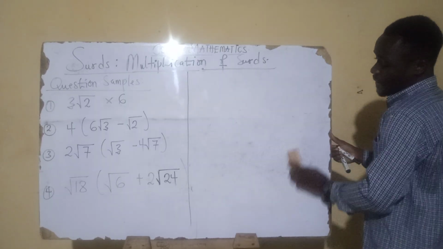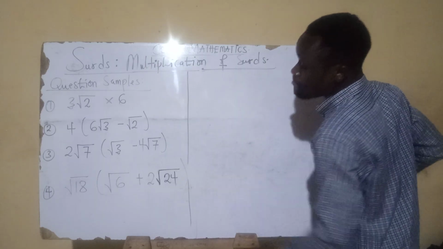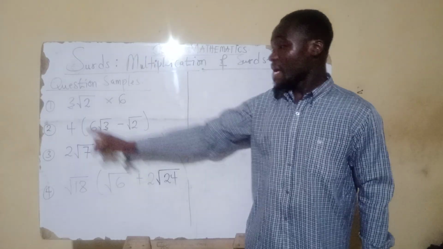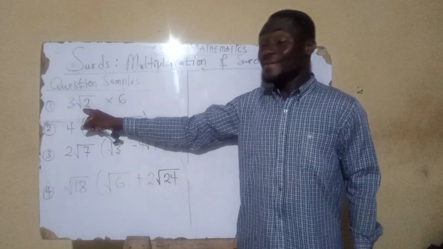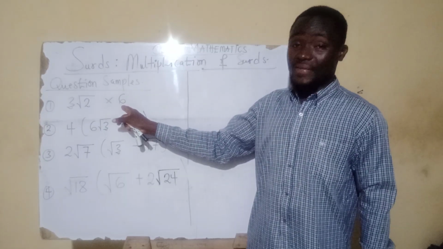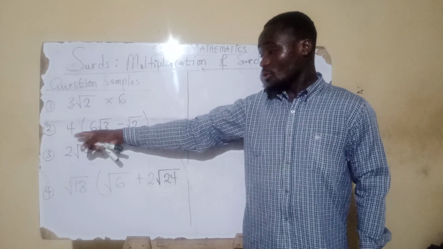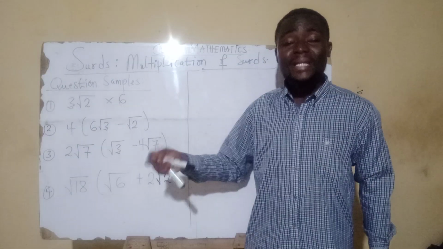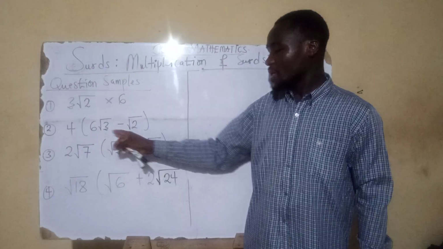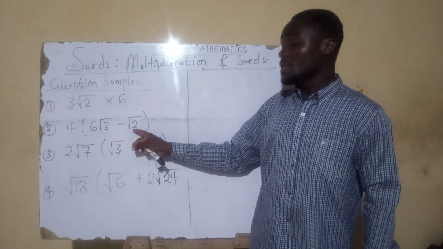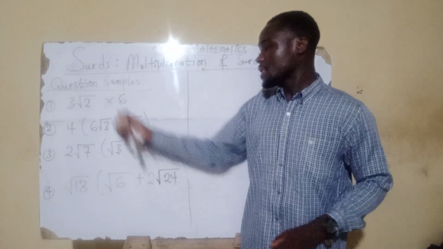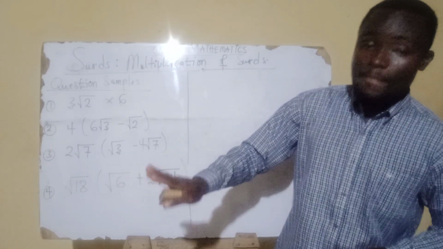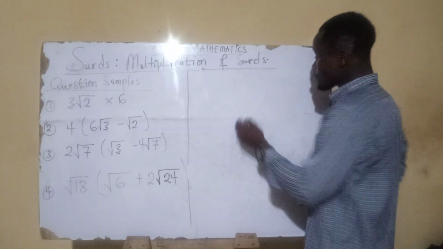So here we are looking at how to find the product of a simple surd and a whole number. If you look at question number 1, for instance, we have 3 root 2, and 3 root 2 is a simple surd multiplying a whole number. Then question 2, we have a whole number 4 that is multiplying a complex what? Surd. That is 6 root 3 multiplying negative root 2. Very good. So let's see how to solve it quickly so that everything will be on a smooth basis. So I'll write out my solution.